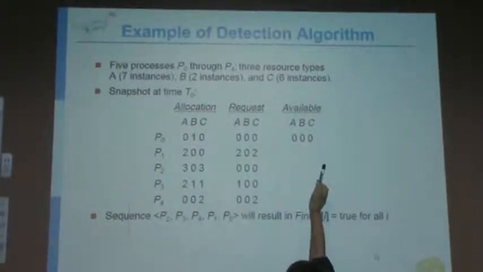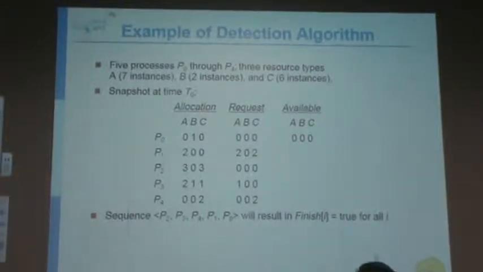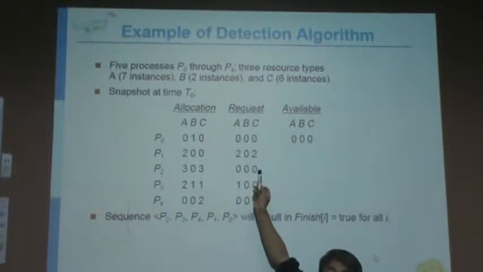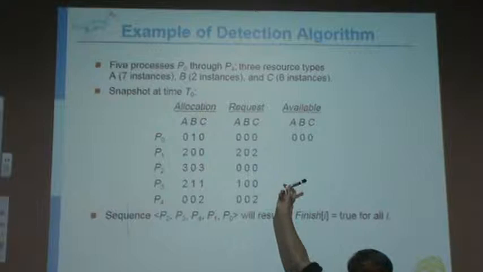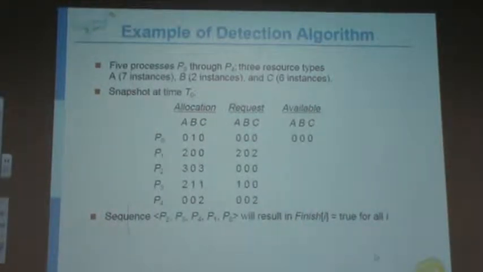Using 0, 1, 0 available, you cannot terminate any of these processes, right? Because we need at least one C over here. Only 1B is available, which means we cannot find any sequence of processes right now in which all of them can be terminated, right? Which means it may be a deadlock, okay? So we need to do something.